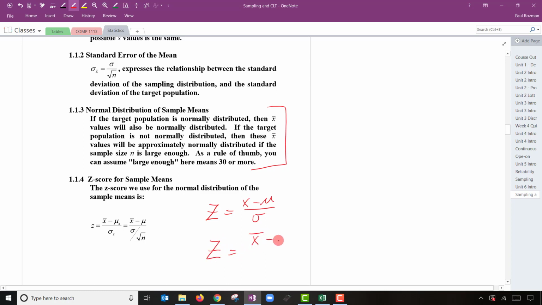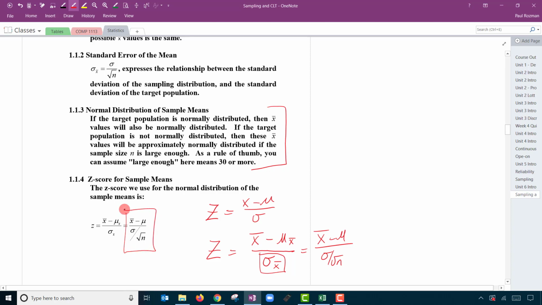So we'll subtract the mean of the means and divide by the standard deviation of those means. And this piece can be replaced with the formula sigma over root n. And the mean of the means can be replaced with just mu because they're equal. So now we have this new formula for z.